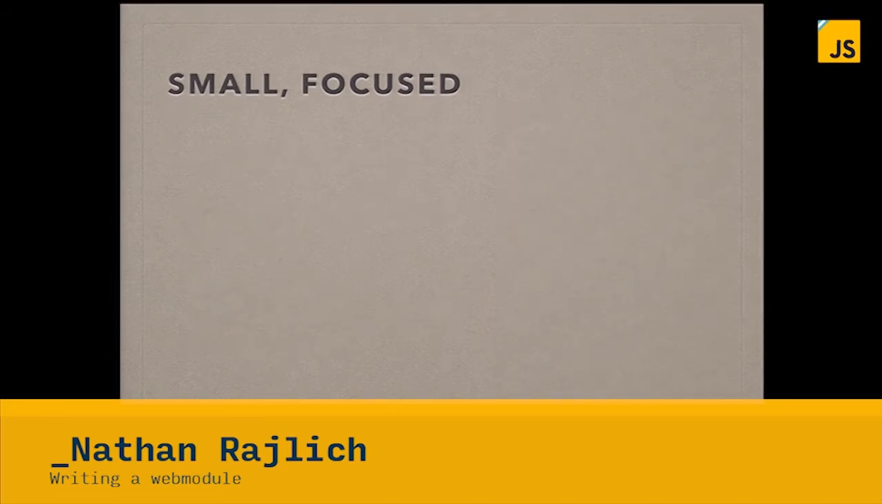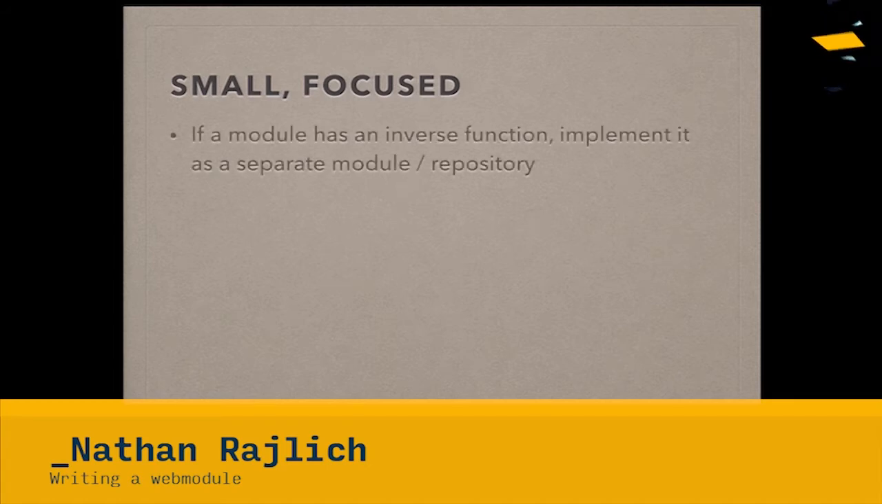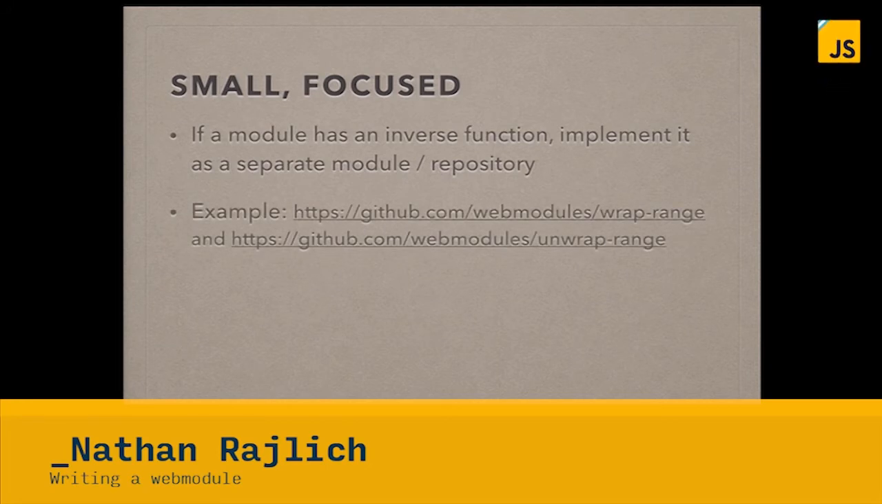So if a module has an inverse of whatever it's doing, you should not implement that in the same repository. Do that in a new repository. Keep things isolated, keep things separated, keeps tests focused that way too. And so a good example of that is wrap range and unwrap range. So they're two different modules, but they do the inverse of each other, basically.